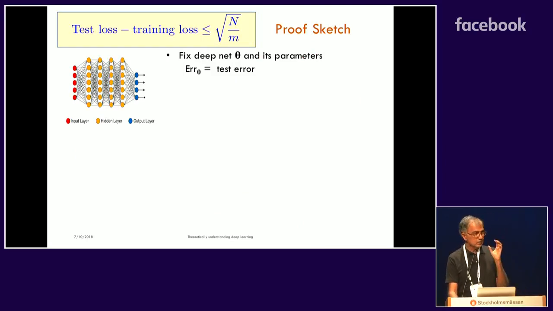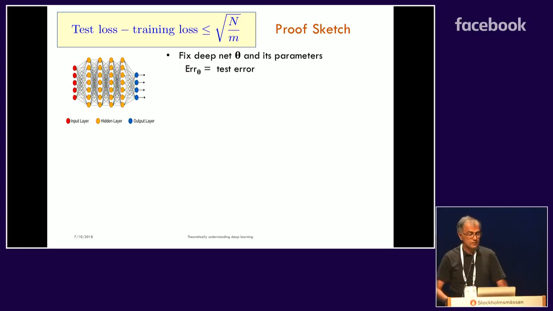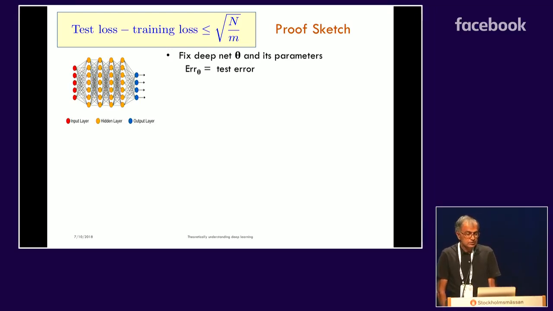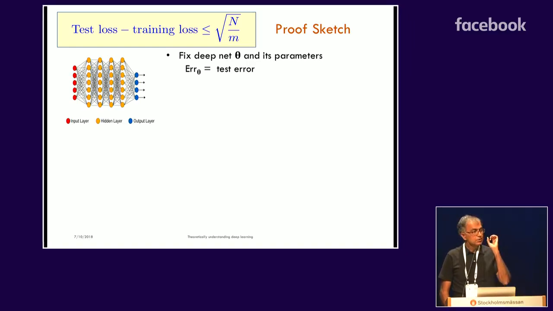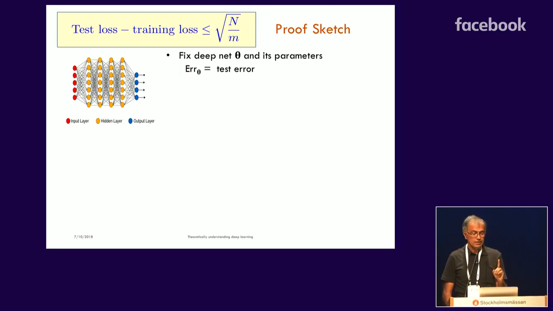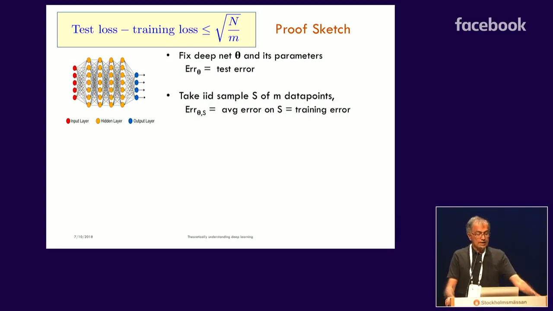Okay, so this slide will also have a proof sketch. In case you've never seen this, it's worth knowing the rough idea of this argument. If you don't understand it, it's not needed for the rest of the talk. So how is this kind of theorem proved? The proof sketch is as follows. Imagine the following thought experiment. You fix one deep net, theta, and its parameters. Now, error sub theta is its test error, the error on the full distribution of samples. And now, having fixed the deep net, you take a sample S of m data points, and you look at the average error on those samples, which is the training error.